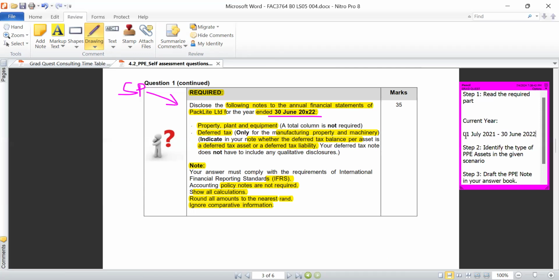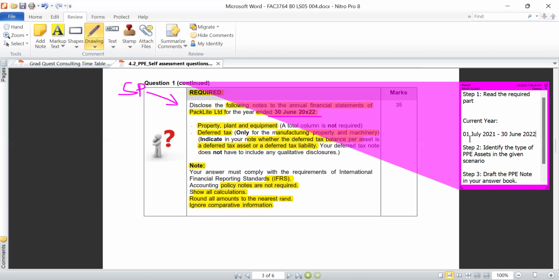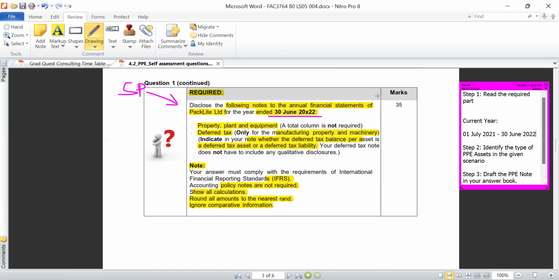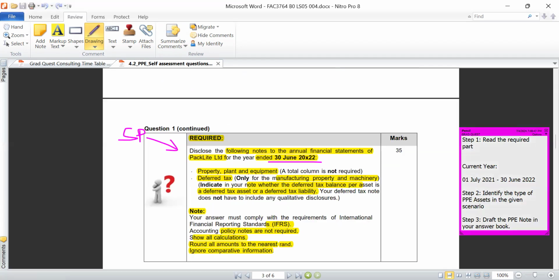So this is our current year, right? So anything that will account for under the movement section in the property, plant and equipment note has to be anything that transpired between the 1st of July 2021 and of course 30 June 2022. So that's what we need to pay attention to as we go through the context of the question.